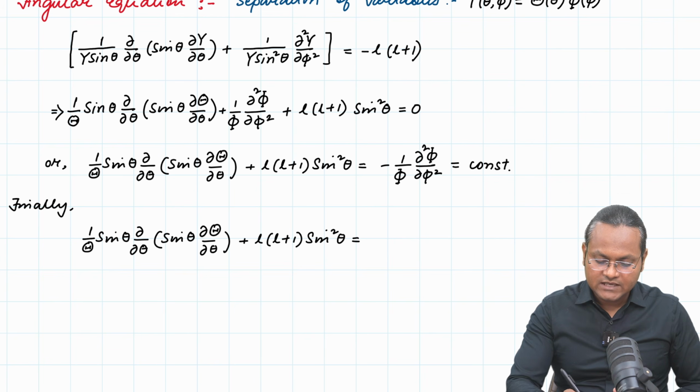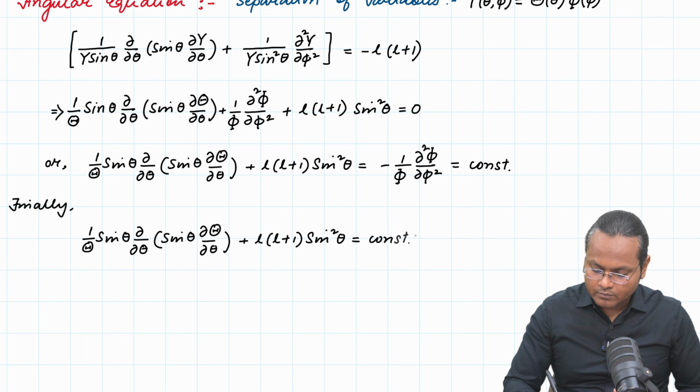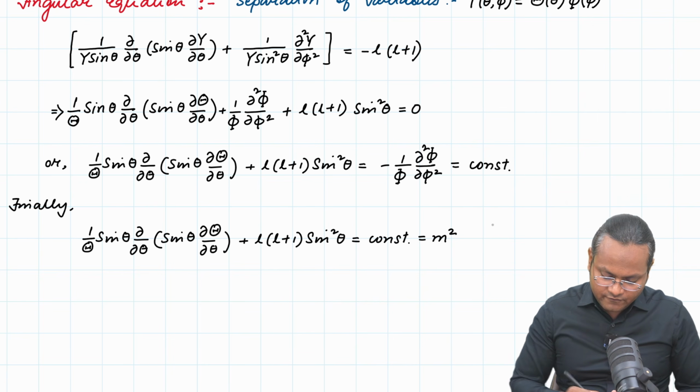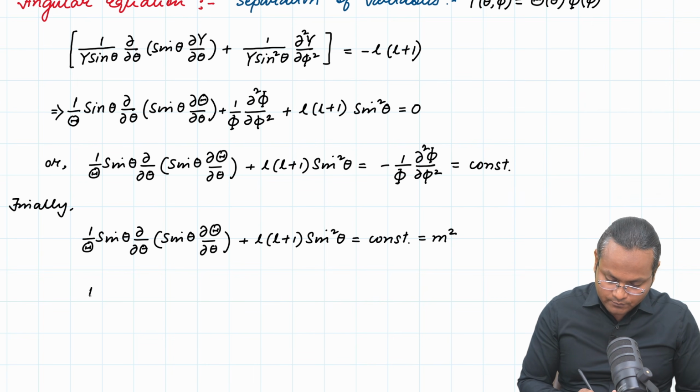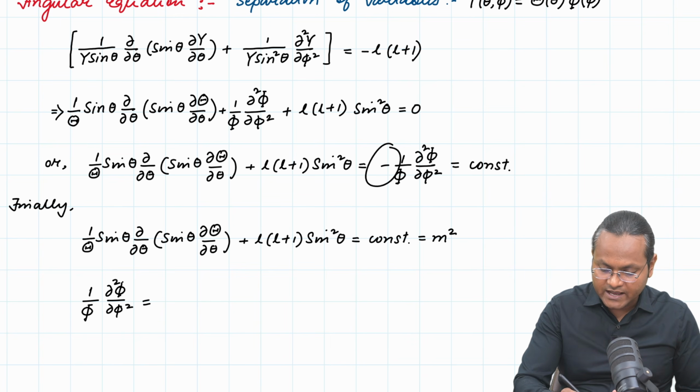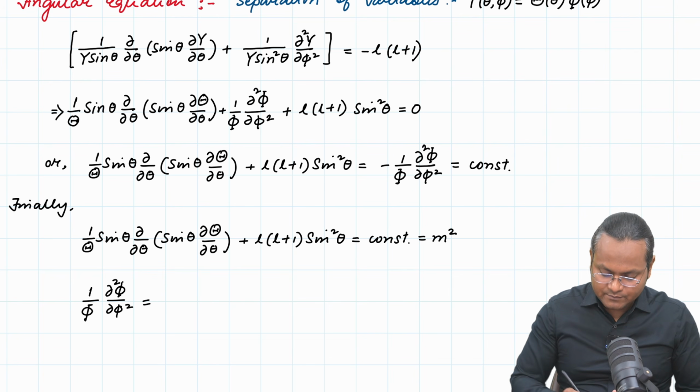Let's say that this is equal to a constant which is equal to m squared, and the phi part of the differential equation, del 2 phi function upon del phi 2, which is basically equal to, because there is a negative sign here, it will be equal to minus m squared.